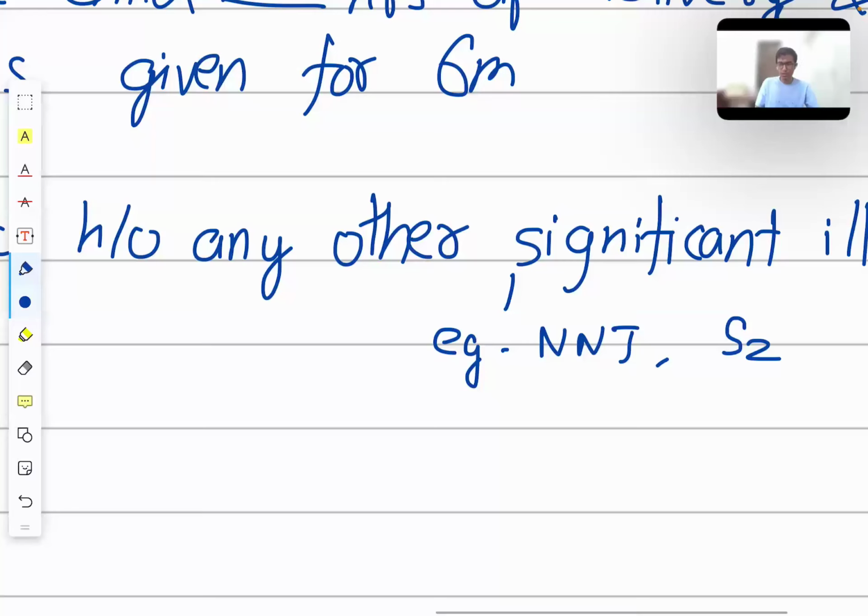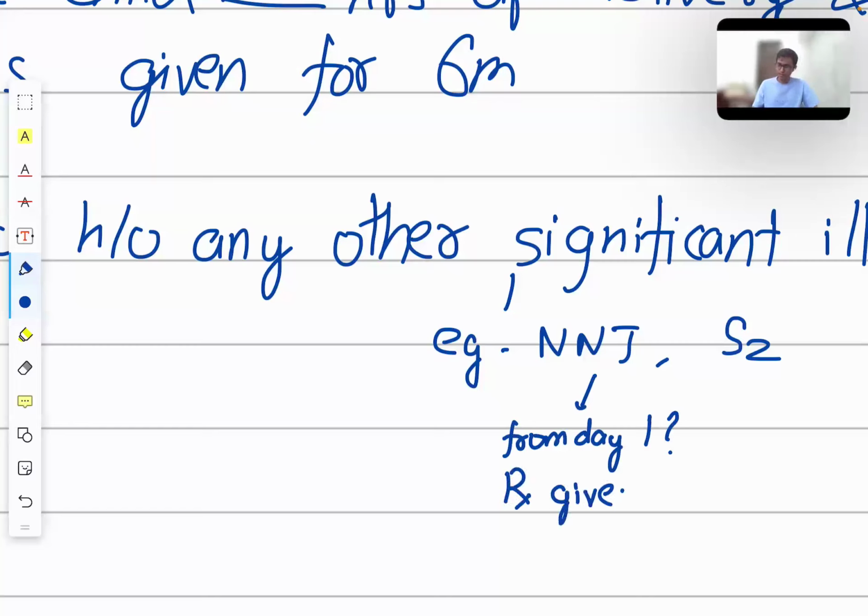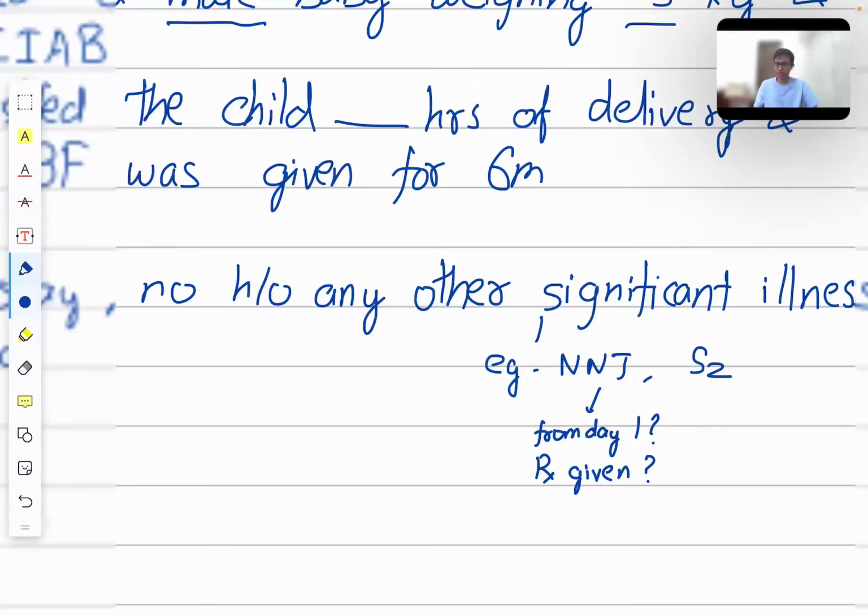If it is a case of jaundice, do inquire about the day of onset of jaundice, whether it was from day one. If you have read about jaundice, you will know that pathological jaundice appears from day one, whereas physiological jaundice does not appear in the initial 24 hours of life. And what was the treatment given, whether it was phototherapy, whether any exchange blood transfusion was done.